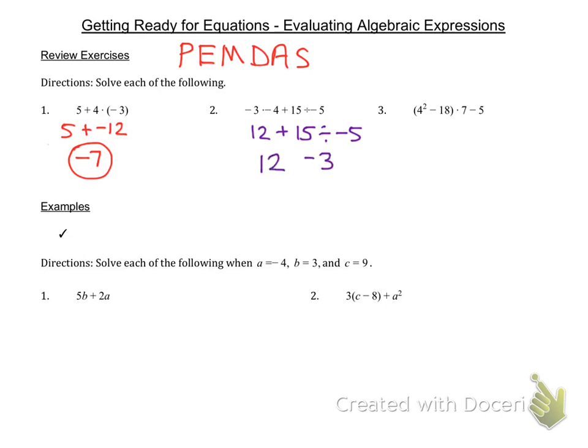So you're going to do 12 plus a negative 3. And 12 plus a negative 3 is 9. So your answer is 9.